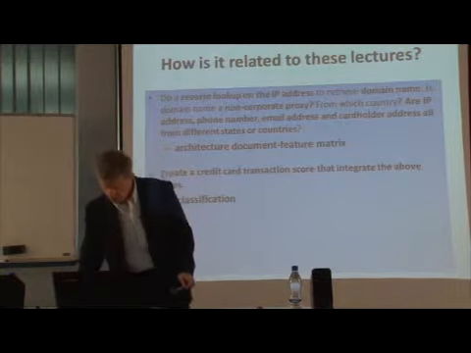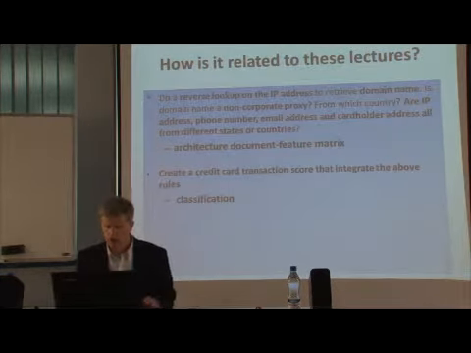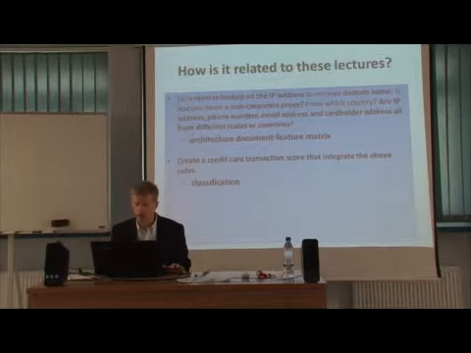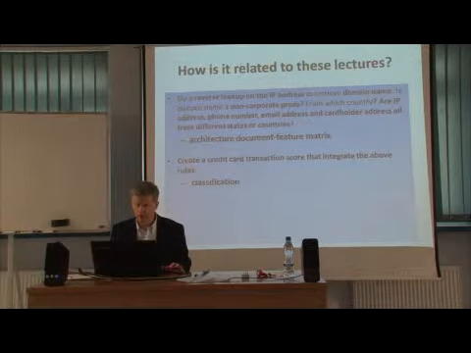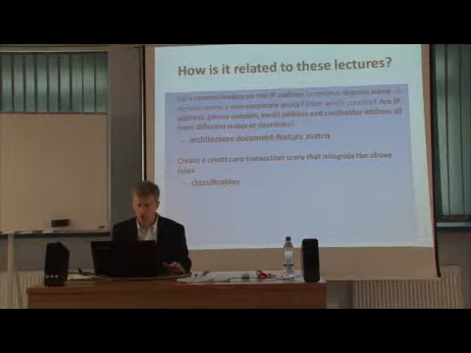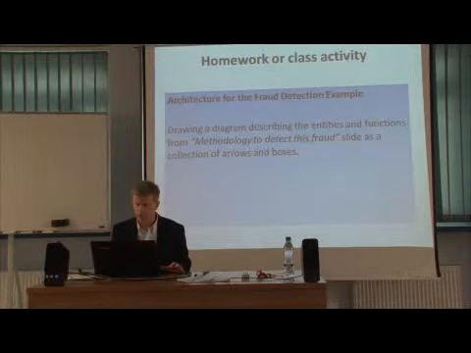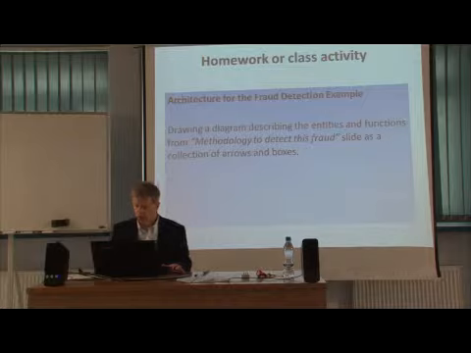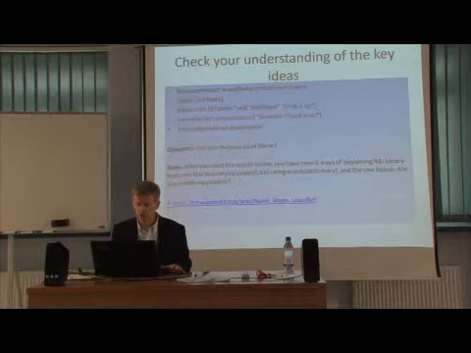So we already covered that. To answer the question, reverse lookup of the IP address, we need to have some architecture for it, and the result of all of this processing is a document feature matrix. And this credit transaction score is essentially the process of classification. So the homework for this activity would be to draw a block diagram of these functions for this particular example, and see what it would take to implement it in practice.